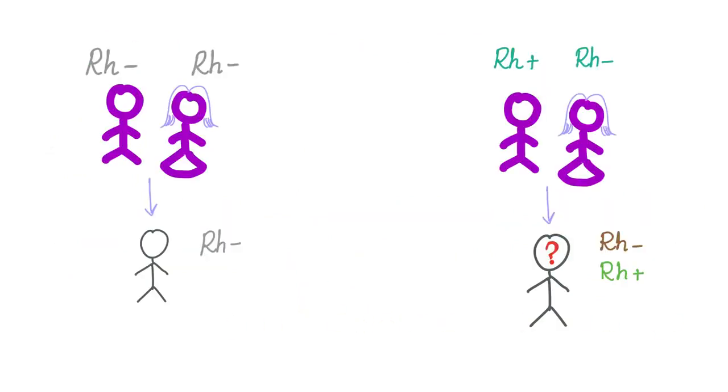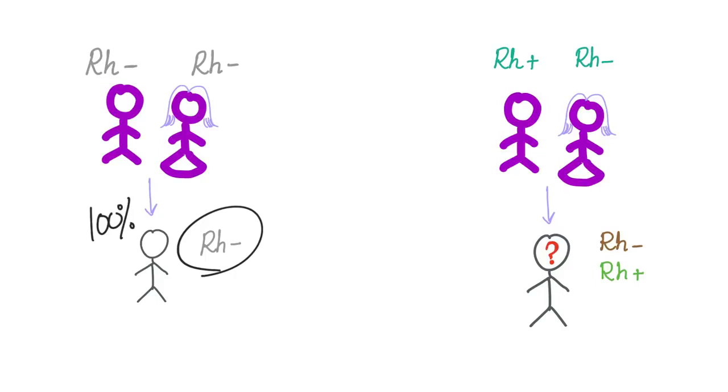Now, inheritance. If your daddy is Rh negative and your mommy is Rh negative, 100% you will be Rh negative. Okay? There is no way around it. But if one of your parents is Rh positive and the other is Rh negative, doesn't matter which is which, oh, you're a confused baby. You can be Rh negative or Rh positive.